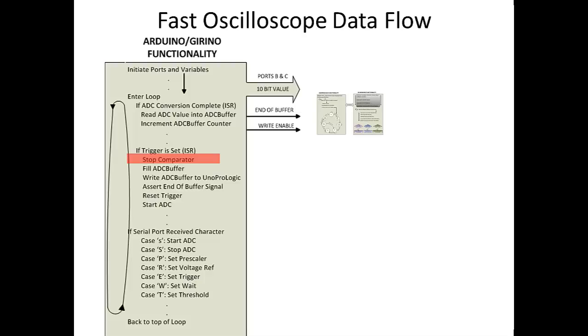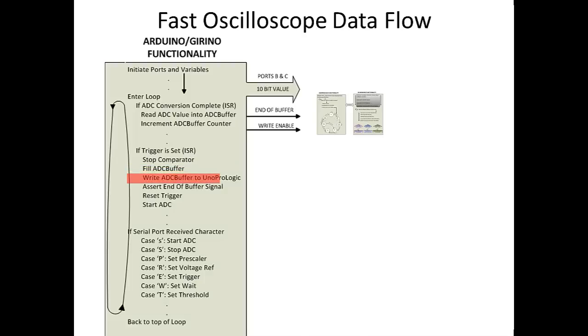The stop index is set to the current count of the ADC counter plus an additional number of counts set by a variable called wait duration. These extra counts will allow a full cycle of the analog input signal to be captured into the ADC buffer and eventually displayed. Finally, the value trigger count is set to the ADC counter, and this will be used when transmitting the ADC buffer to the Uno Pro Logic.